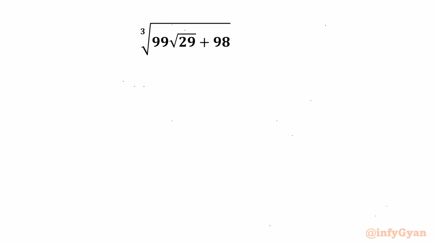In this video, we are going to evaluate a cube root. So we have to find out the cube root of 99 times square root 29 plus 98. So let's get started by considering this expression equal to x first. Let's write x equal to cube root of 99 times square root 29 plus 98.